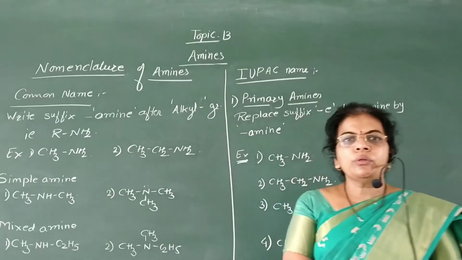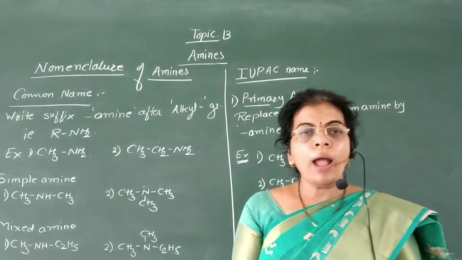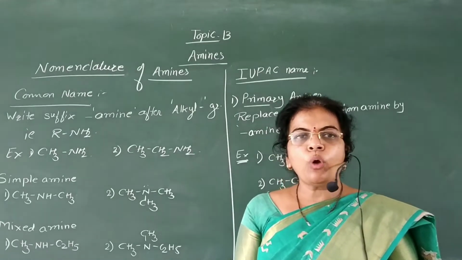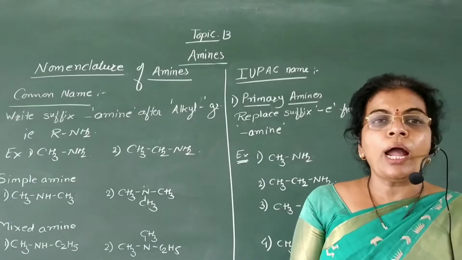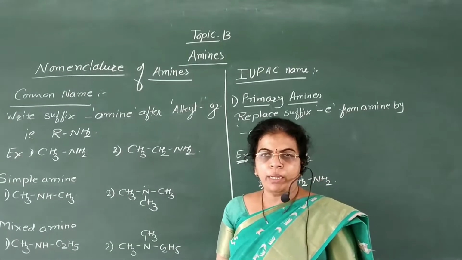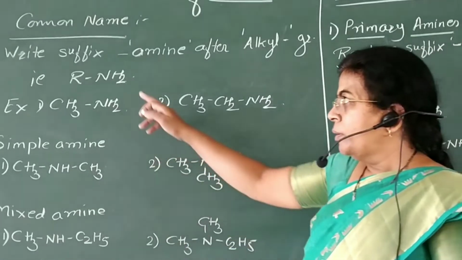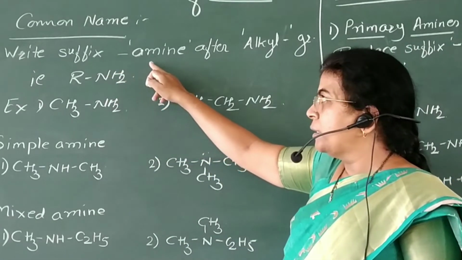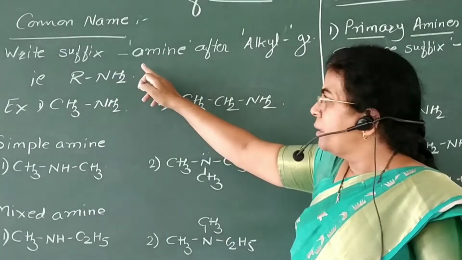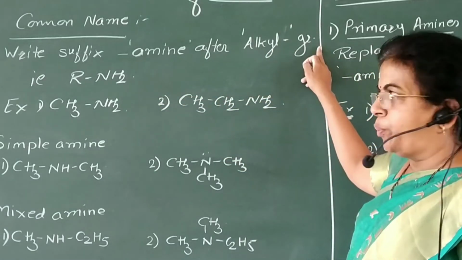Next point we are going to see nomenclature of amines. Now amines are named according to common name system and according to IUPAC nomenclature system. First we are going to see common name system. According to common name system, write suffix, that is end, amine after alkyl group.